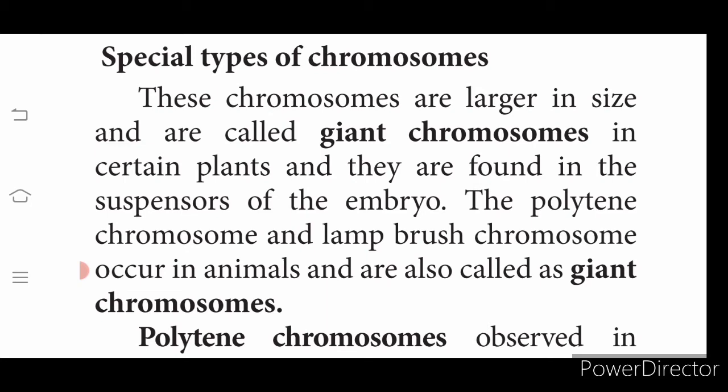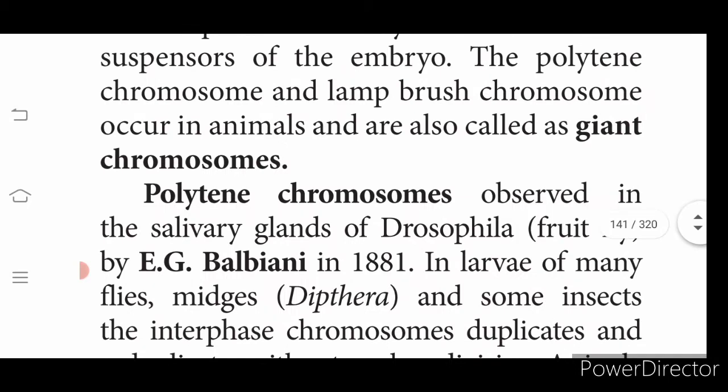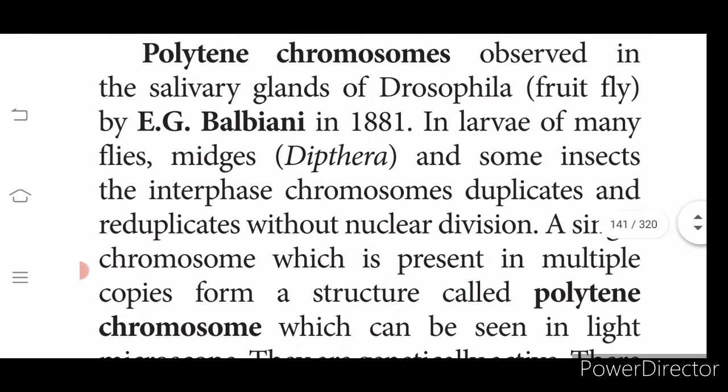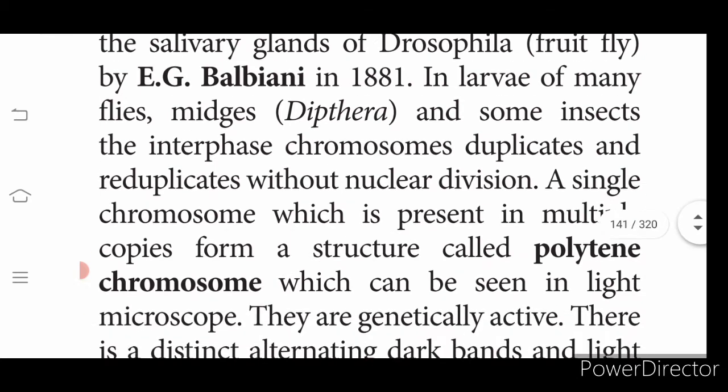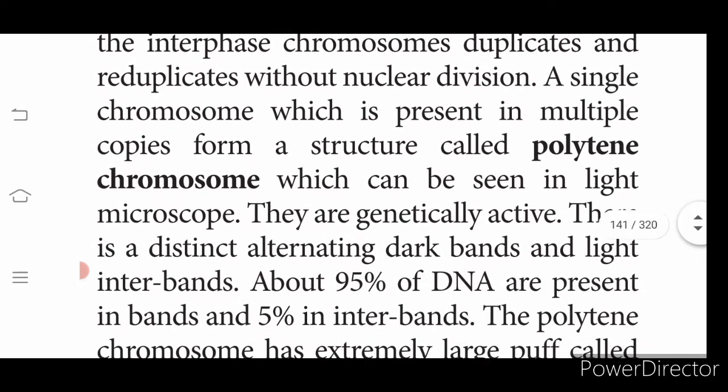Proteins are the enzymes. Giant chromosome is a common name. Polytene chromosome is a specific name, seen in Drosophila. It was found by E.G. Balbiani in 1881. It is found in the larvae of Diptera.